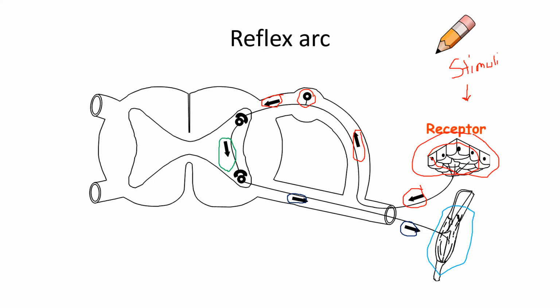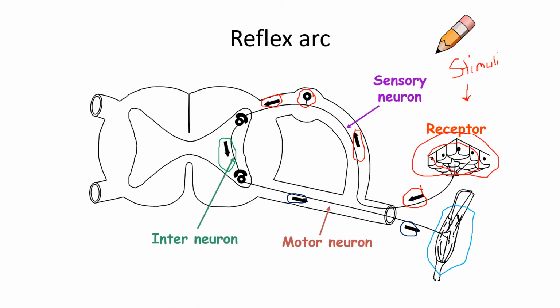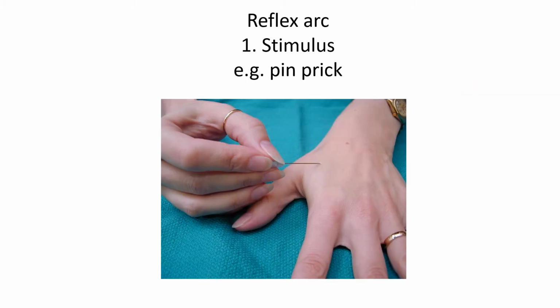So as we said, receptor, sensory neuron, interneuron, motor neuron, and then effector, and then response. So well done if you managed to get any of that. Now you need to look and label and learn this diagram. So let's go over an example of our reflex action.